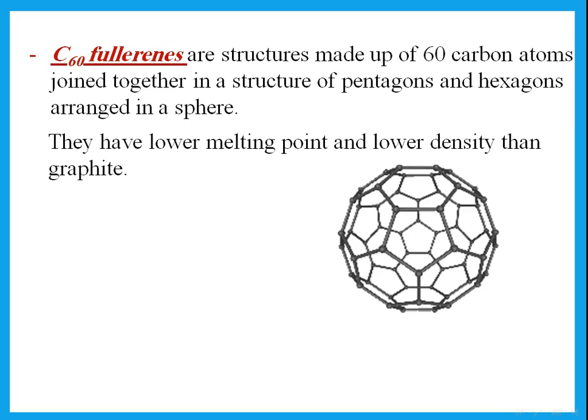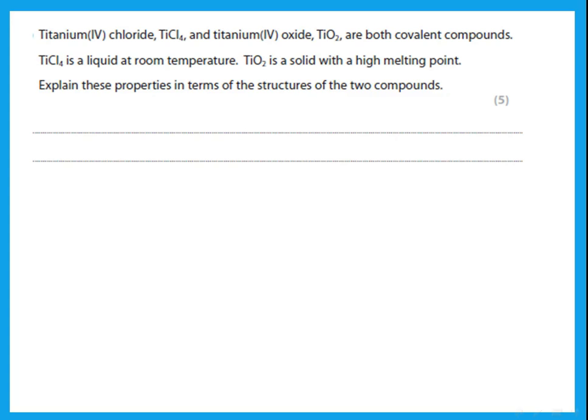They're joined together in a structure of pentagons and hexagons. Do you remember the words pentagon and hexagon from math? A pentagon has 5 sides. A hexagon has 6 sides. So it looks like a football, arranged in a sphere. They have lower melting point and lower density than graphite. So these are the structures that you're required to know.